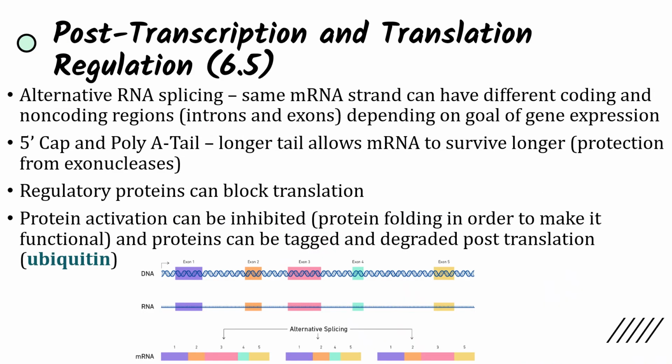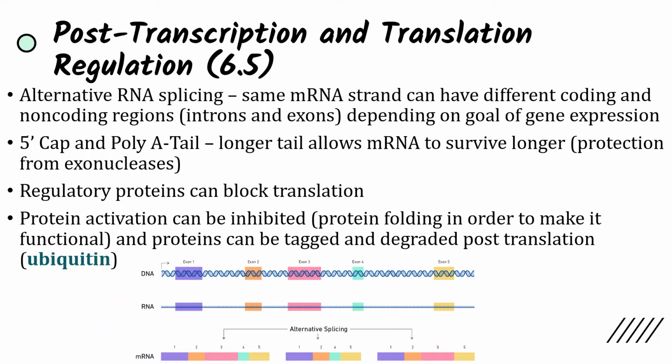Now, we discussed this when we talked about mRNA processing, but after transcription, there is alternative RNA splicing, meaning that the same mRNA strand can have different introns and exons, different coding and non-coding regions, and this will change each strand of mRNA, and that depends on the goal of gene expression, depending on what genes need to be expressed at that time. And having a longer poly-A tail, like we discussed, will allow the mRNA to survive longer.